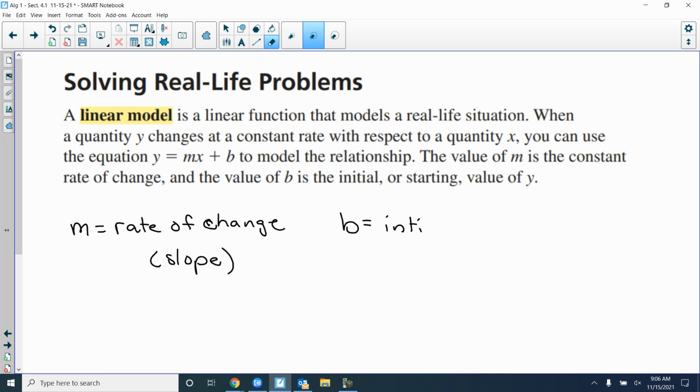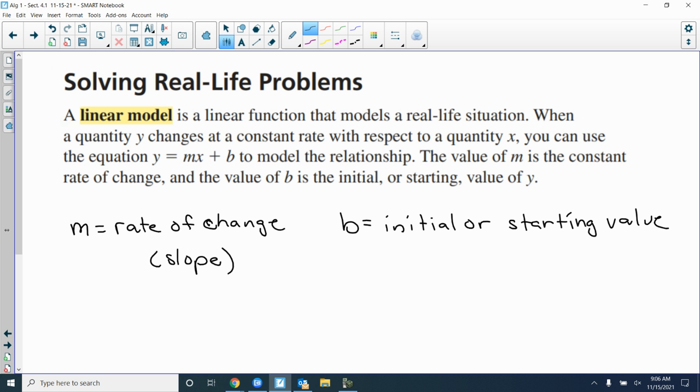Initial, I've got to learn how to spell. Initial, or starting value. It's still our y-intercept, but it's just where we start at. So M is that rate of change. Okay. B is that initial or starting value. Now, hopefully it'll make a little more sense as we take a look at this example.